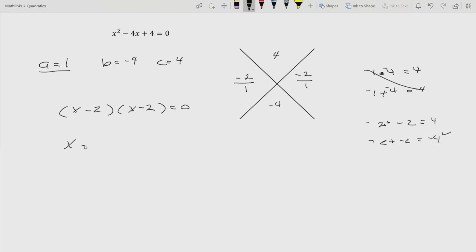Now, if we set them both equal to 0, we want to solve for x. So notice how we only have to do it one time. So if we add 2 to both sides, our x is going to equal 2. So our solution is 2 and 0. So we have what we call a double root.